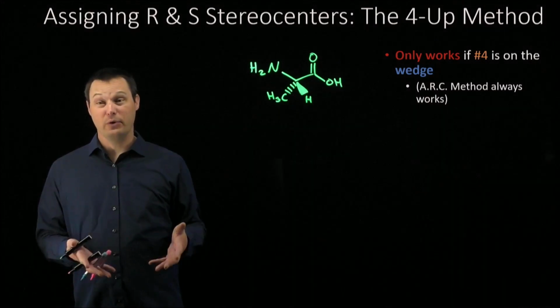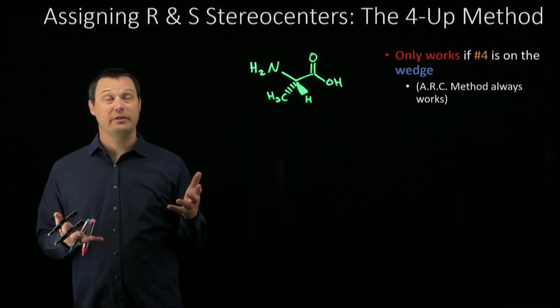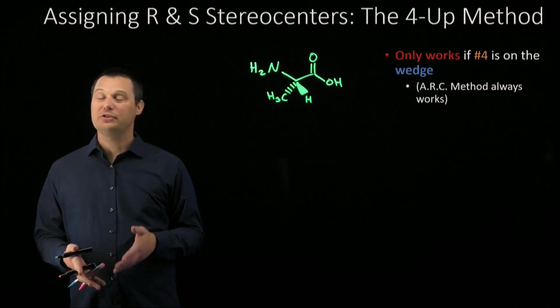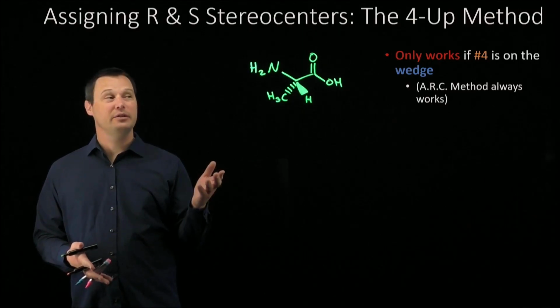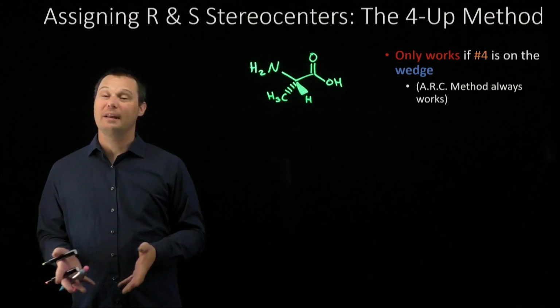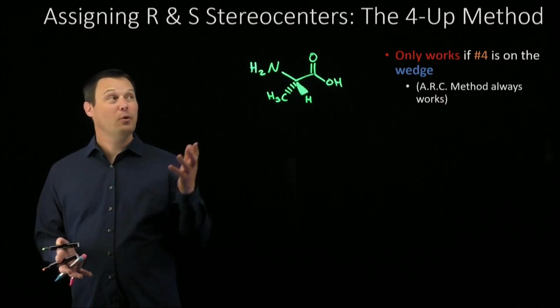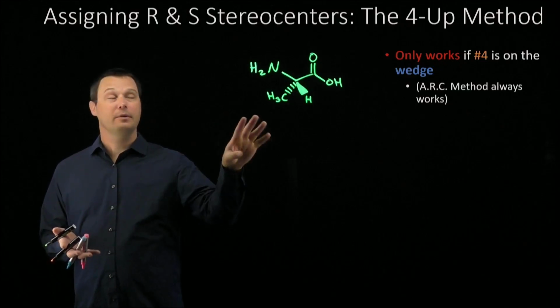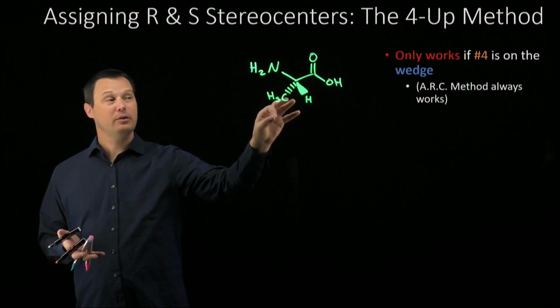If you're looking for a universal method for assigning R and S stereocenters that will work every single time, I invented the ARC method, the official OChemNinja method for assigning stereocenter labels that always works. And I have a link to that video down below. The 4 up method only works when 4 is up on a wedge pointed towards you. If number 4 is anywhere else in the molecule, stop.